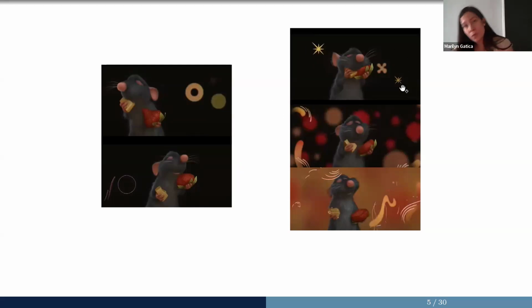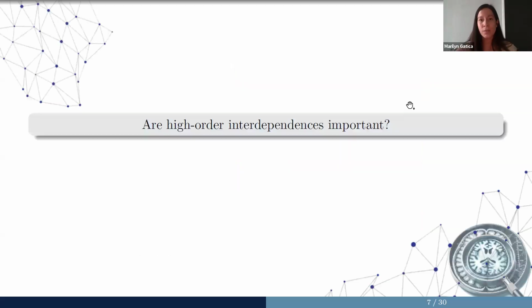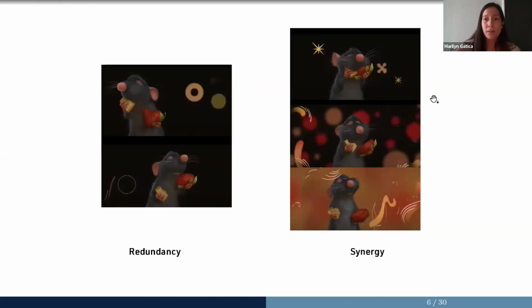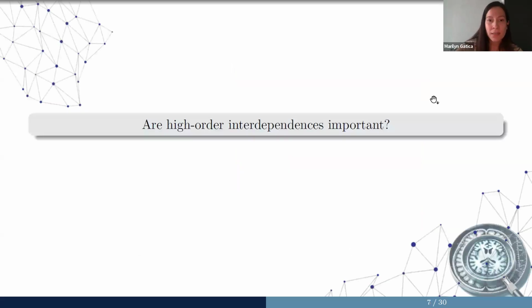But in the other case, you have this experiment here on the right, where he took the 2 of them together, the cheese and the strawberry, and he had this amazing and fantastic experience. And of course, we can relate these 2 concepts with redundancy and synergy.